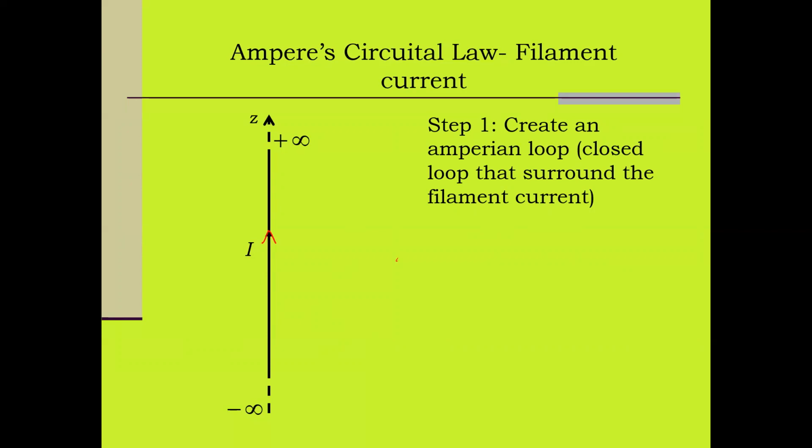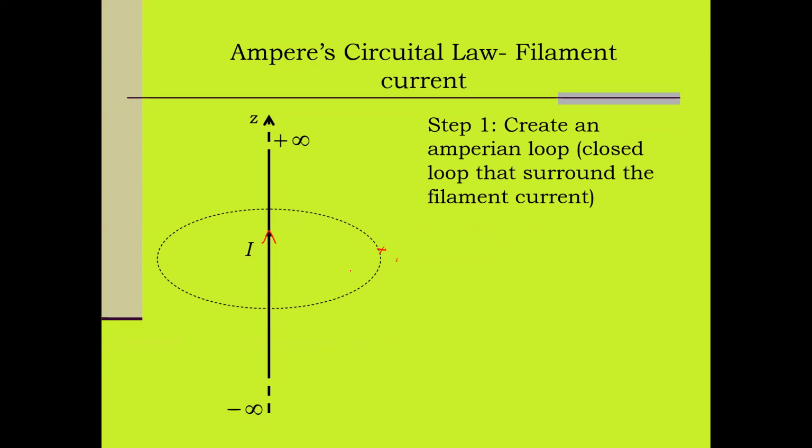So the first step that you need to do is to create a closed loop that surrounds the filament current, and this closed loop is what we call the Ampere loop. For instance, this is the Ampere loop that we shall draw before we can apply the ACL. Basically, if you want to calculate the H field at this particular location, your Ampere loop must pass through that particular point. So you need to remember that.